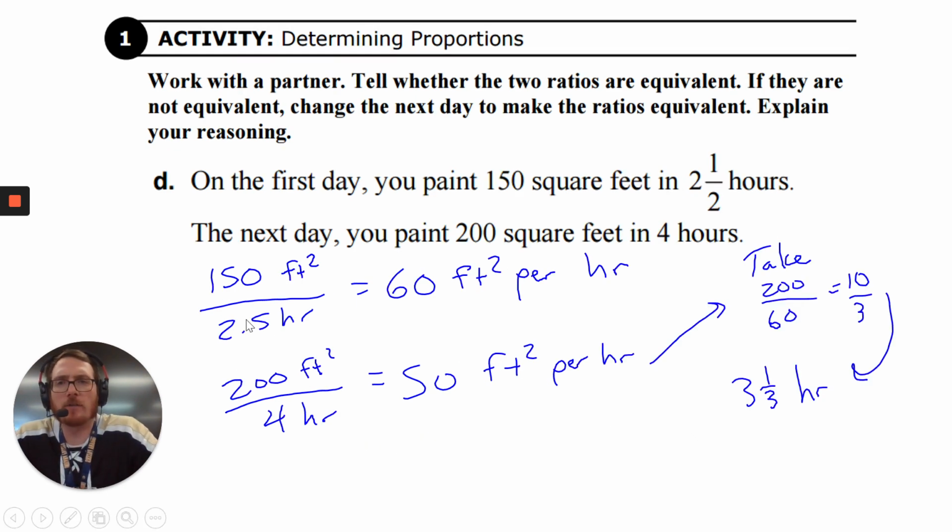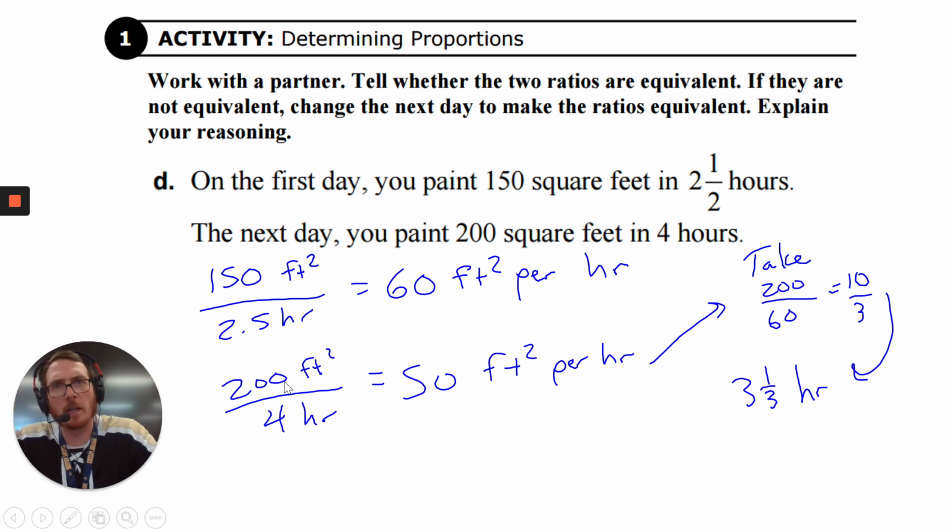Next one, 150 square feet in 2.5 hours. So that's like painting an area or a wall or something. It'd be 60 square feet an hour if you divide that out. 200 over 4 would be 50 square feet per hour. Honestly, the easiest option for this is to use the unit rate of the other one. Because you say, well, I don't know how to make it 60.